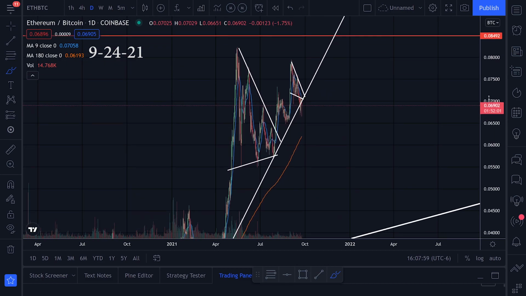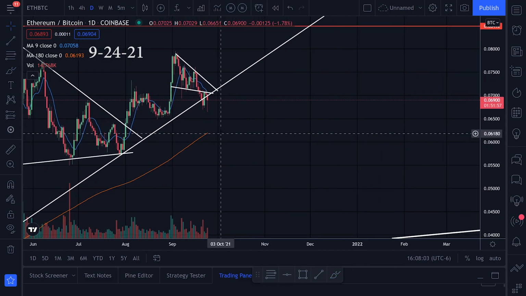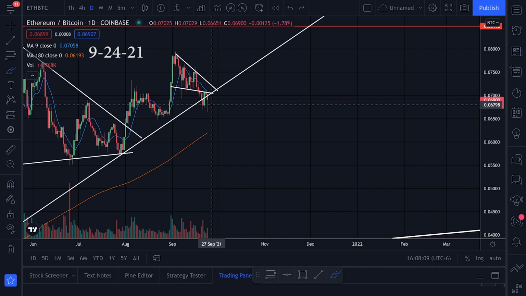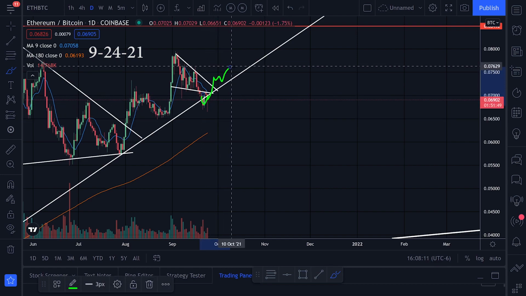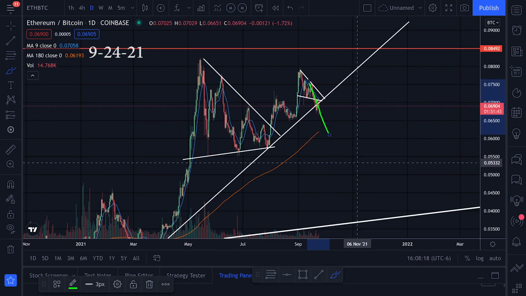It actually looks like we're breaking through it, or we actually have broken through it, but we got support on it. I don't know. We're going to have to wait and see if this keeps trending down or if we hold support on it and it keeps trending to the upside. Because if this chart is going down, it's Ethereum showing weakness against Bitcoin.